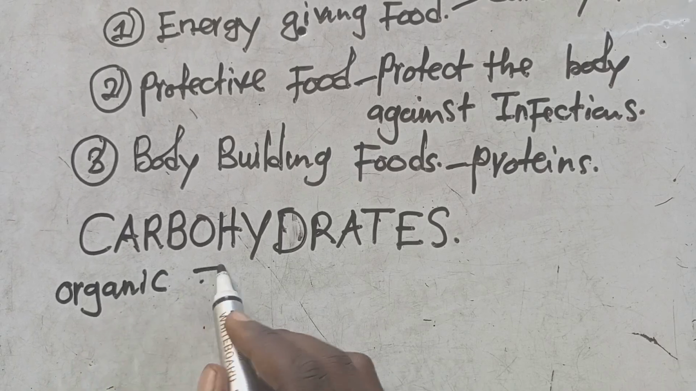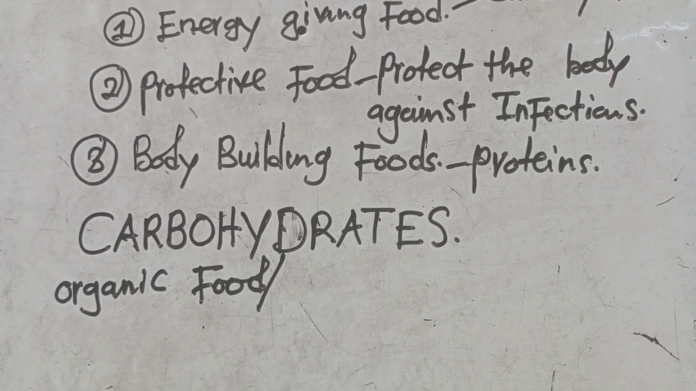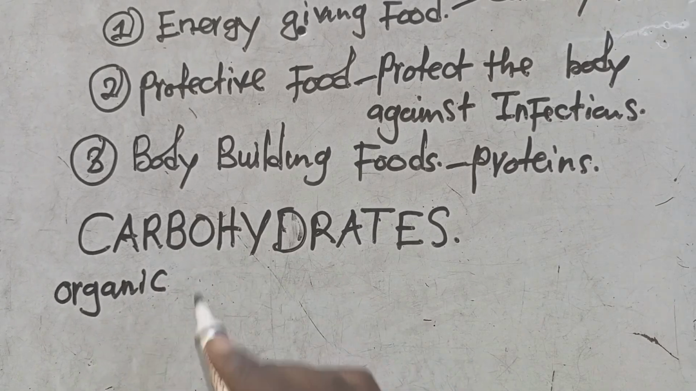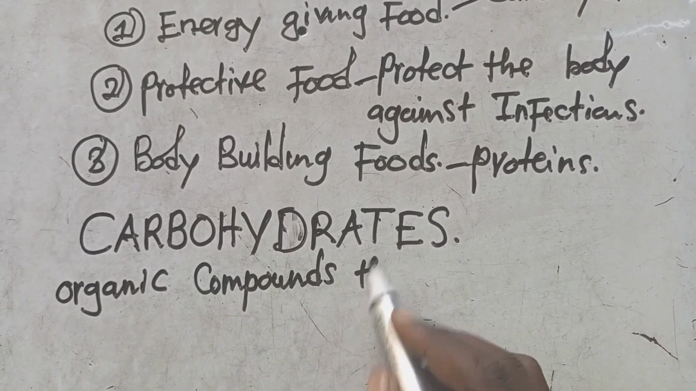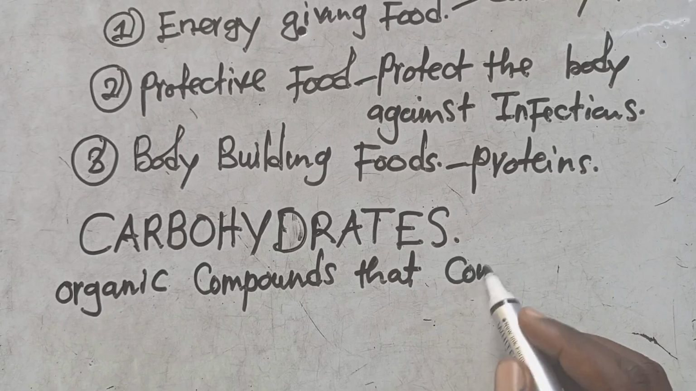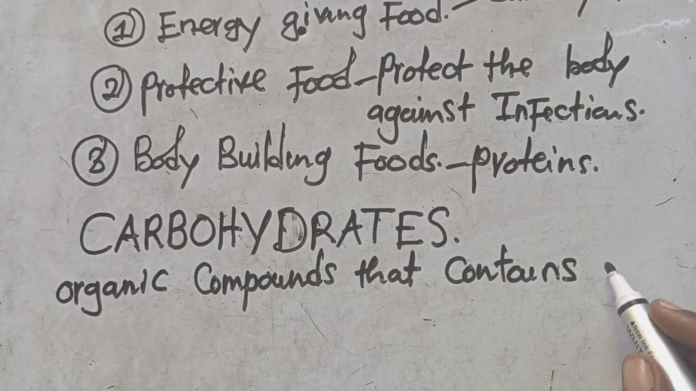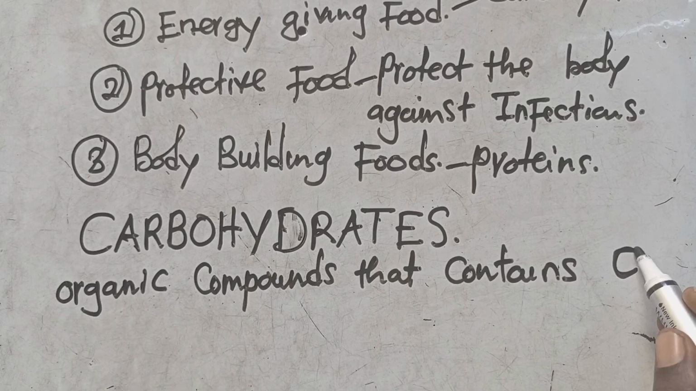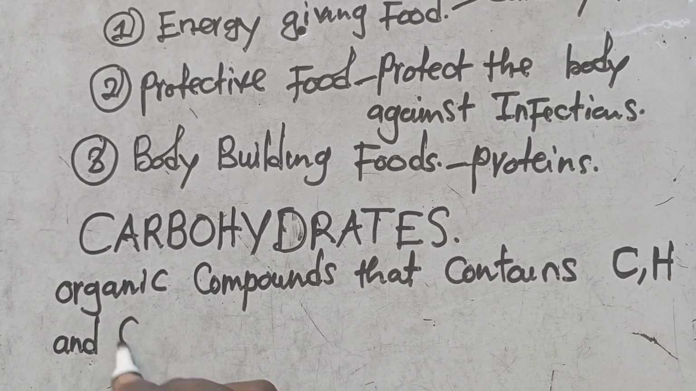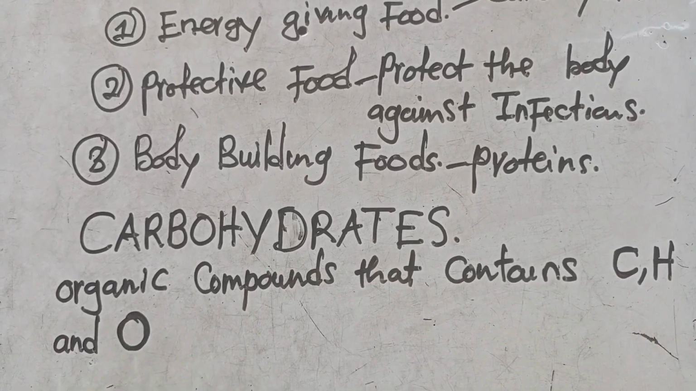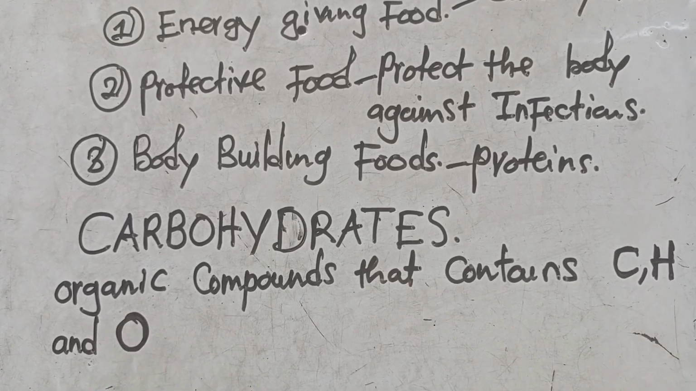I told you that these are organic what? Organic food or compounds. So to make it simple, I will say these are organic compounds that contain what? They are going to contain carbon, hydrogen, and oxygen. These are the three. So I guess you know that this is carbon, this is hydrogen, and this is oxygen.